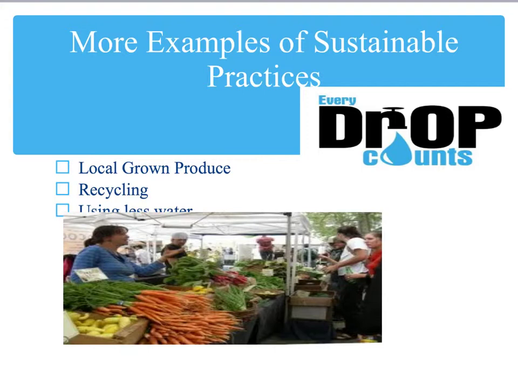So there's a couple more examples of sustainable practices. You do need to know this on your test. Here's an example: locally grown produce. This is people here at the farmer's market. If there's a farmer's market near you, that's a great way to get your fruits and vegetables. If you don't have access to that, try Fresh and Easy, which is a good place to get your vegetables. Recycling, of course, we all know what recycling is. And using less water. We've got to be aware of our water. We're going to do an activity in class about water, and it's going to really open your eyes to how much water we actually use.